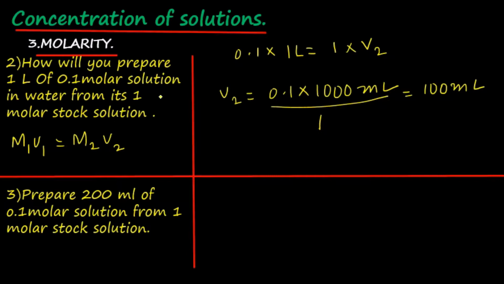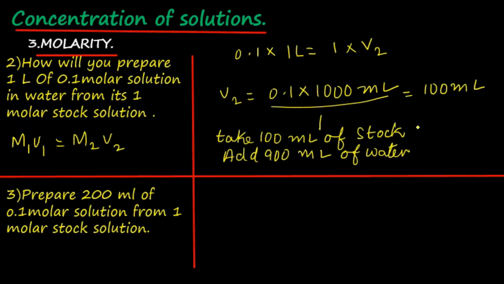Then what is the next step? Add enough water to make the volume of this solution equal to 1 liter. So you have to add 900 ml of water. Now the resulting solution is 0.1 molar solution. We have prepared 0.1 molar solution from 1 molar stock solution.